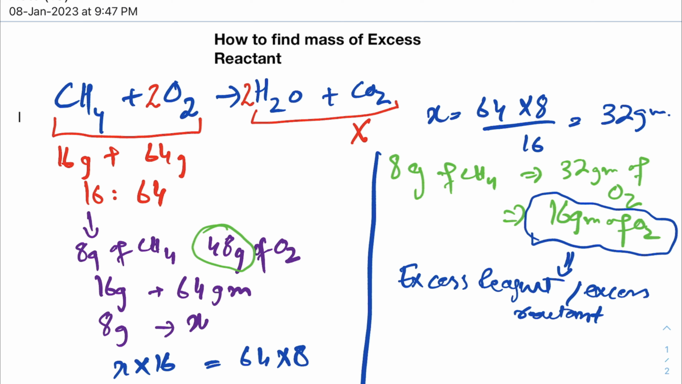So that's how we can say that oxygen is the reactant which is in excess in amount, while CH4 is the limiting reactant.